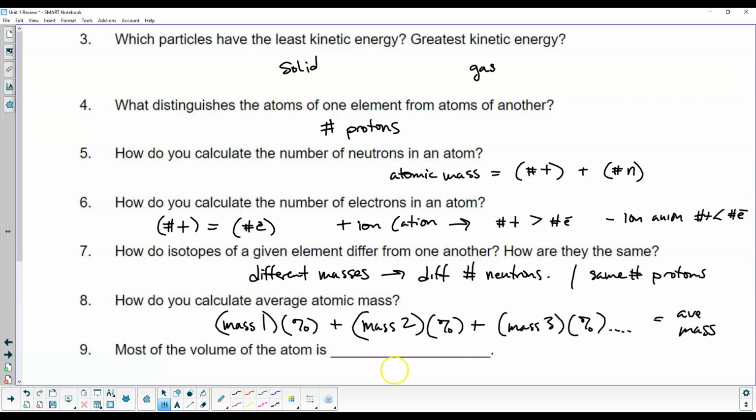Most of the volume of the atom is empty space.